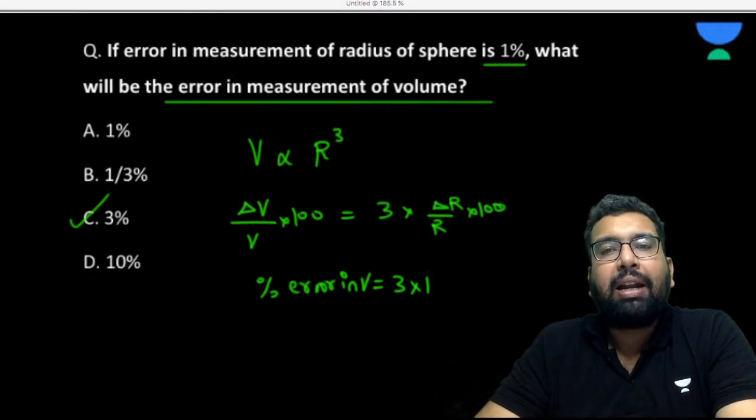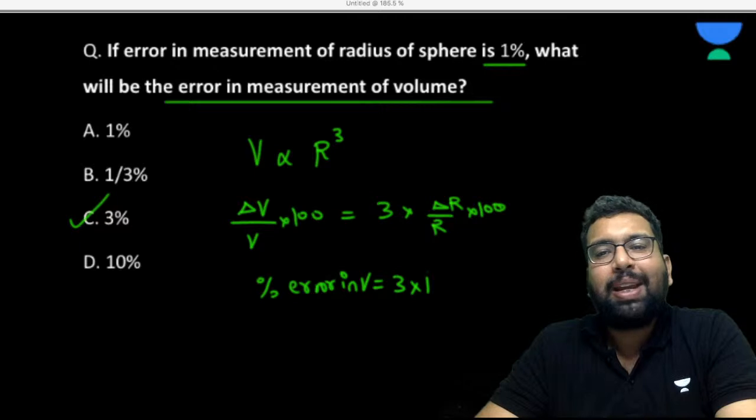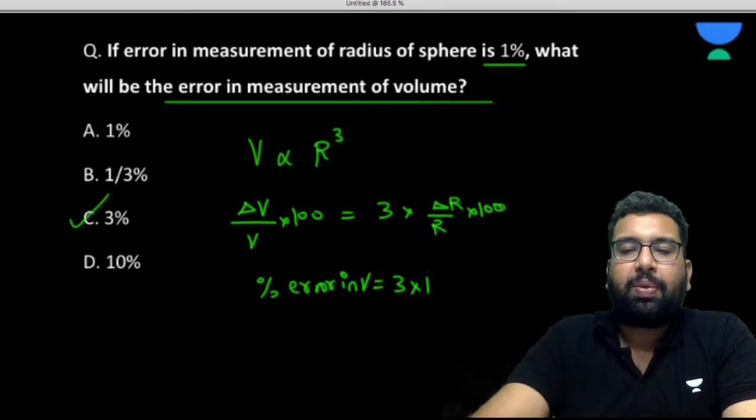So if the error in the measurement of the radius of a sphere is 1%, the error in measurement of volume is going to be 3%. I hope it is fine to everyone. Now moving ahead.